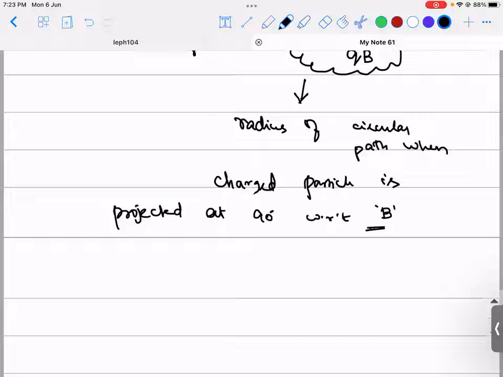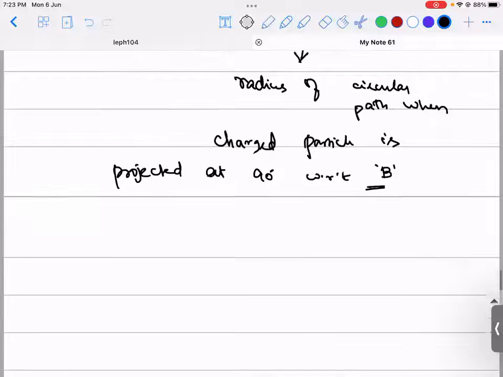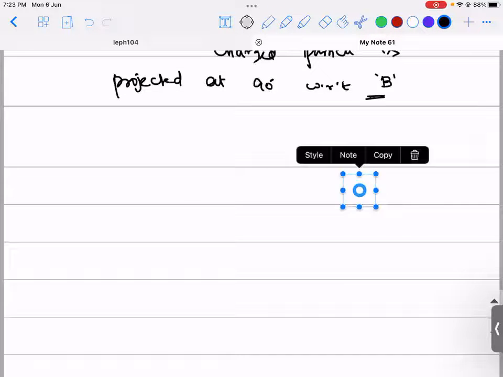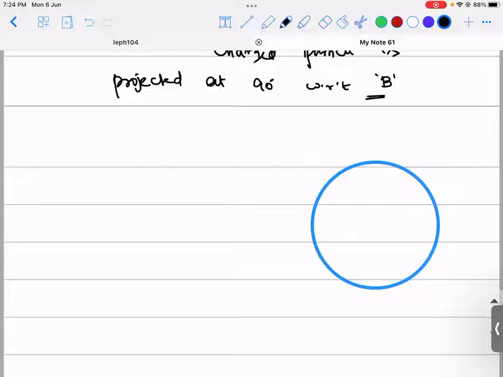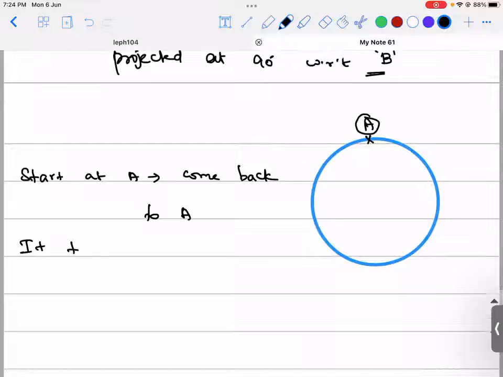Now the next question is, if this is going to be the circular path, we found the radius. Let's say this is the place where the charged particle is starting, at A. For the particle to start at A and to come back to A, it takes one time period.